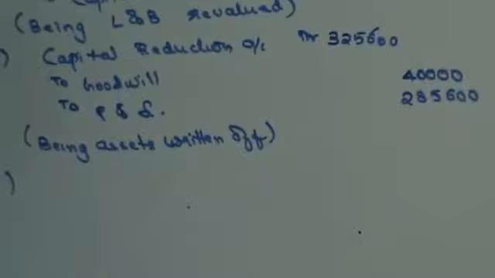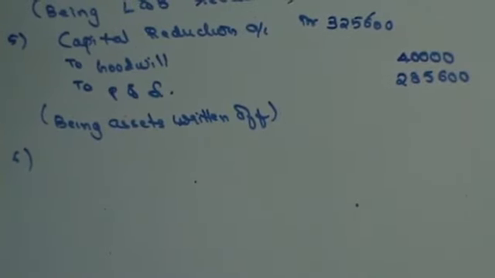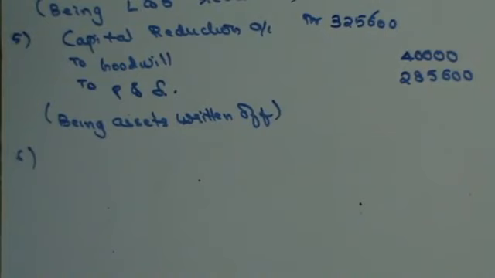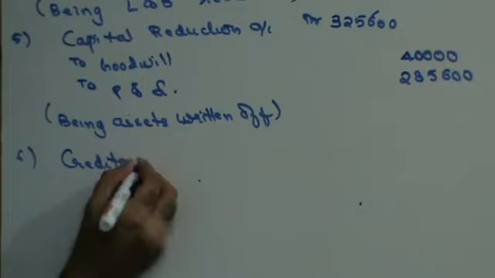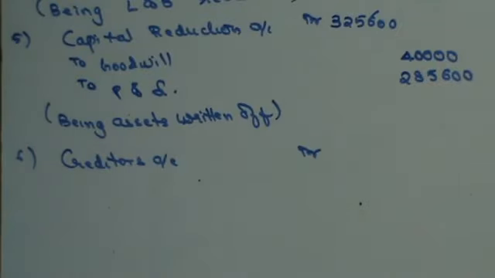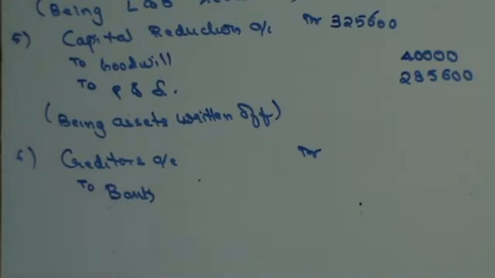Next, trade creditors agreed to forego 25% of their dues on the condition that 25% of the net liability after remission is to be paid forthwith and balance within 1 year. Who's going to be paid? Creditors. Debit the receiver. Creditors account debit. They are going to be paid, money is going out, to bank. They are going to forego, that means my liability is going to be reduced. I don't have to pay them. Liability reduced means capital reduction on the credit side. So to capital reduction account.